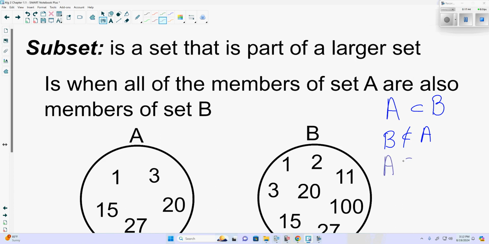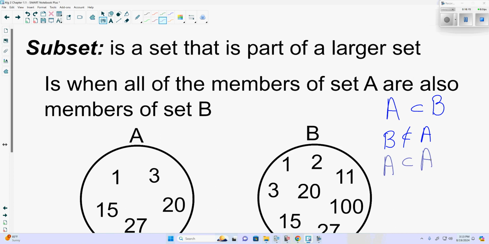Now, is A a subset of A? Guys, focus up here. Is A a subset of A? Is everything in A contained in A? So by definition, it is a subset. But it's not a larger set. It doesn't have to be.